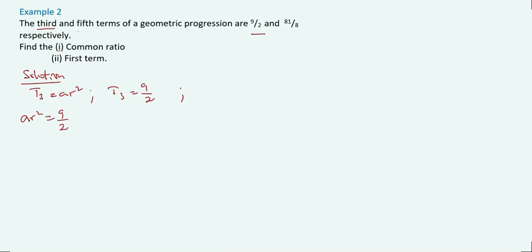Now let's go again. The fifth term here is equal to 81 over 8. The fifth term is AR raised to power 4. That same fifth term is 81 over 8. So we call this one equation 1, and this one equation 2. So we have AR raised to power 4 is equal to 81 over 8, equation 2.